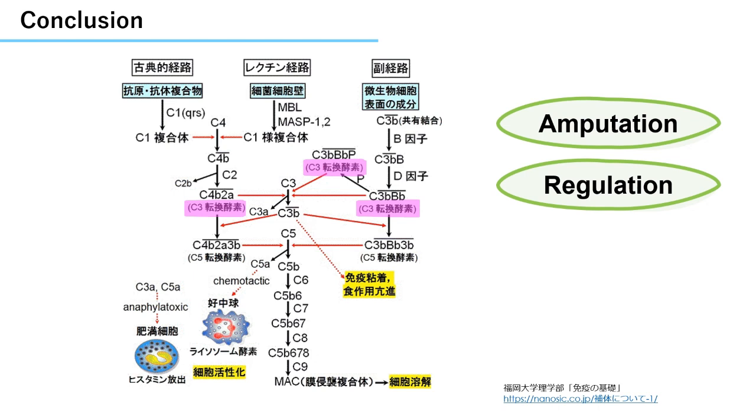C3 convertase plays a central role in the complement pathway and assists in pathogen attack. The complement pathway amplifies signals and also allows for regulation of the pathway.